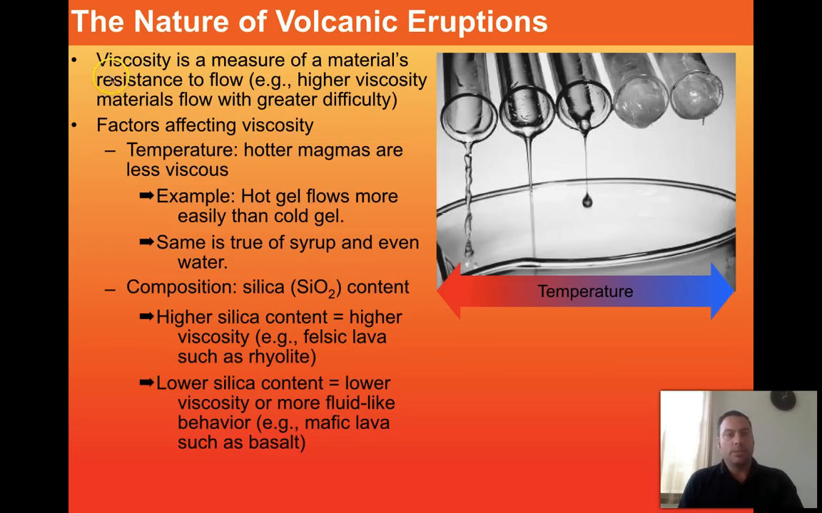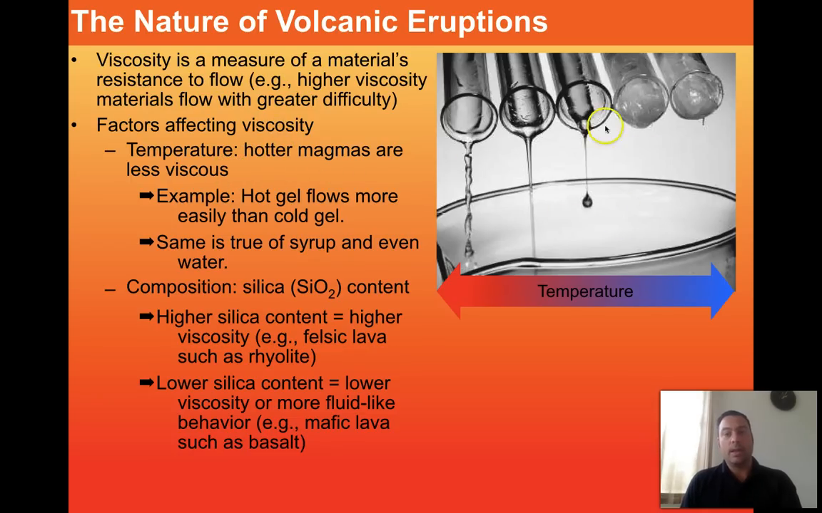So just as we just said, viscosity is a measure of a material's resistance to flow. Ergo, higher viscosity means materials flow with greater difficulty. Factors that affect viscosity are temperature. So hotter magmas are less viscous, for example.